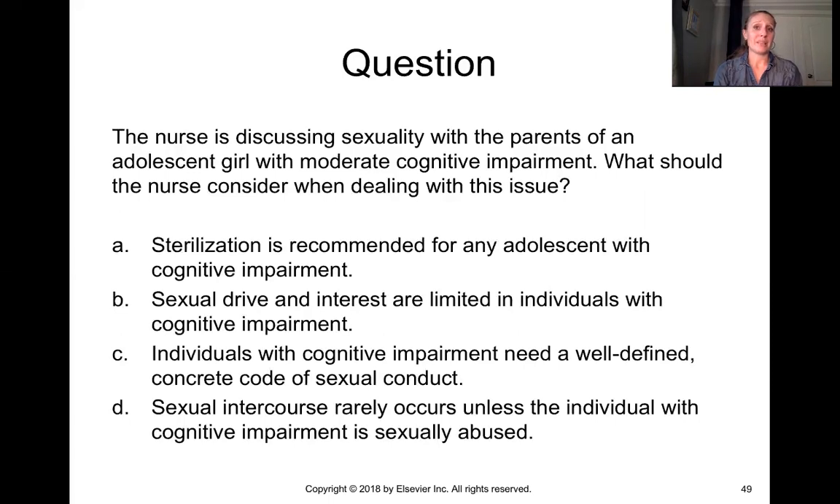So our correct answer is going to be C. Individuals with cognitive impairment need a well-defined concrete code of sexual conduct. And that kind of goes with everything for the cognitive impairment. We really want to give them concrete information.